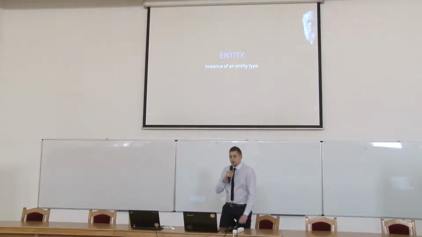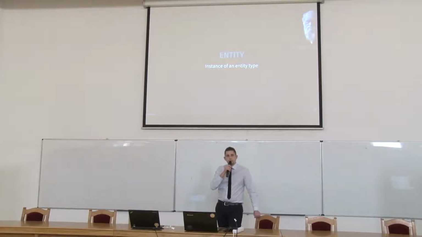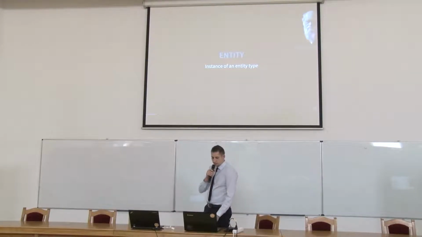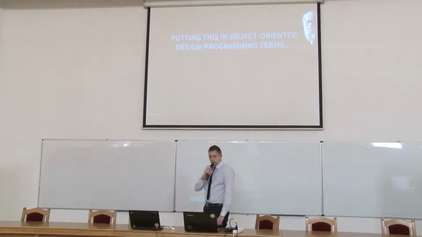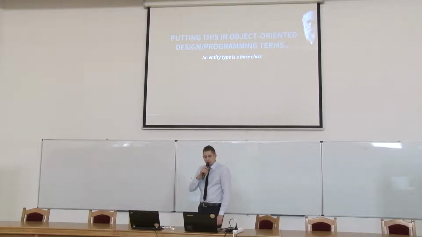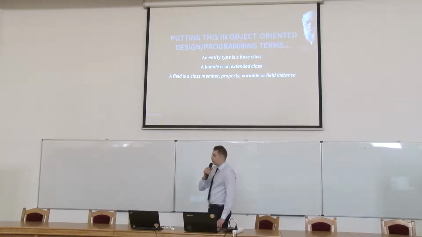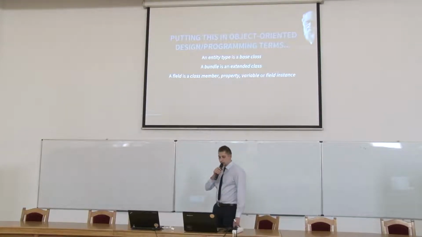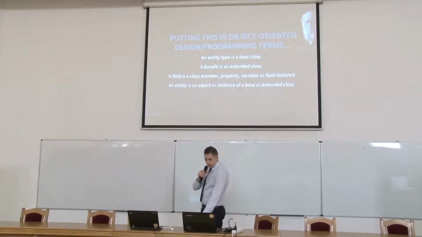Then we have the entity. It is very important that an entity is an instance of an entity type. You should not confuse it with an entity type. It is like a class and an object. So, putting this in object-oriented terms, we can say that an entity type is a base class that is extended by a bundle, and we have fields that can be viewed as class members, properties, variables, or field instances, as you wish to name them. And then we have the entity, which is an object or instance of the base or extended class.